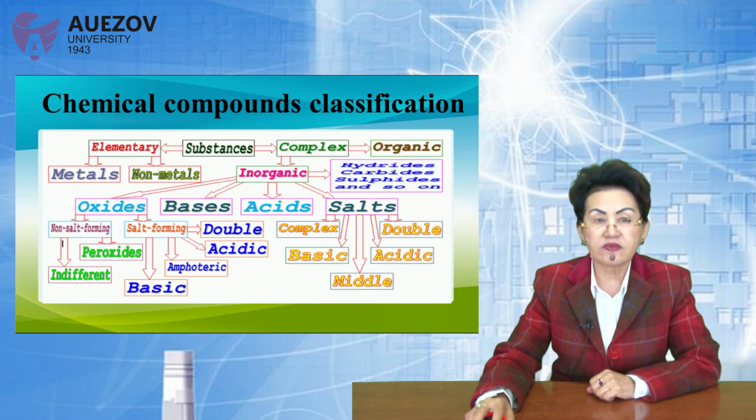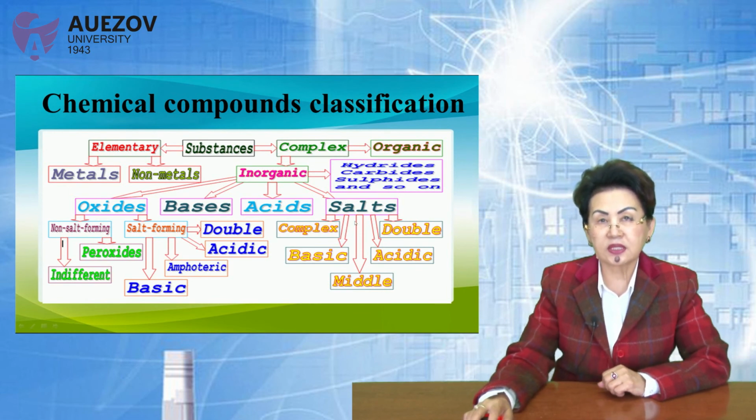Chemical compound classification. All substances are divided into elementary and complex. Elementary substances are divided into metals and non-metals. Complex substances are organic and inorganic. Inorganic substances are divided into base, acidic, and salt. Salts are divided into complex, basic, double, acidic, and middle.